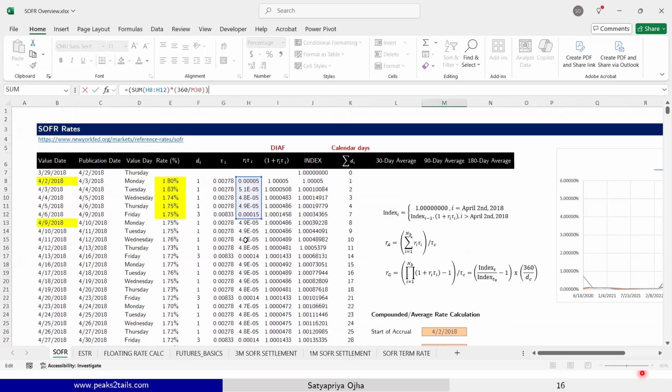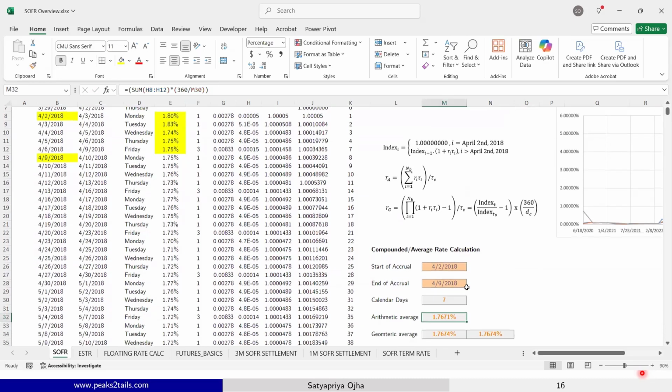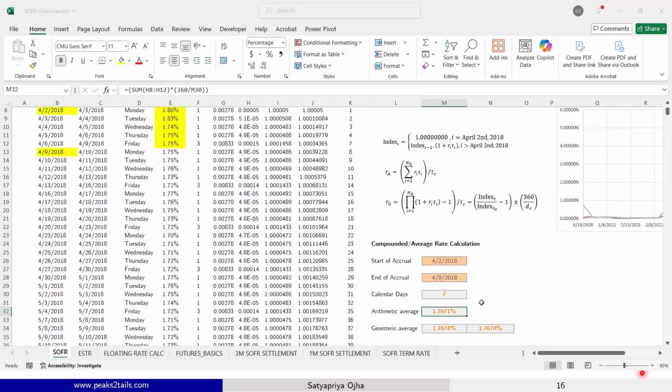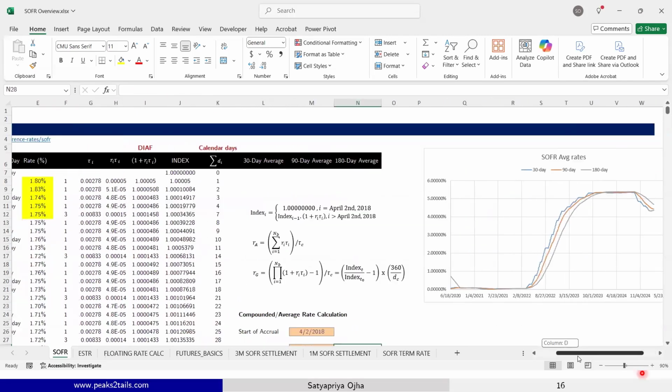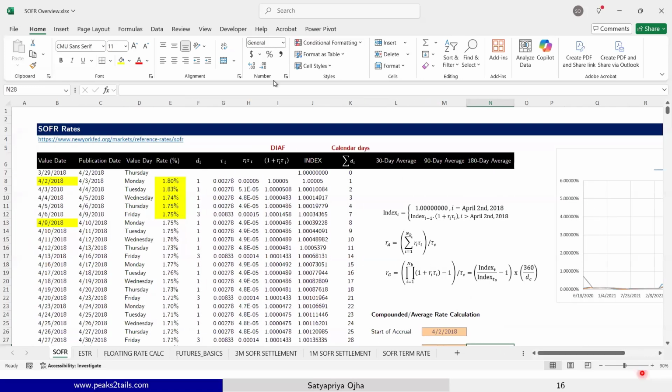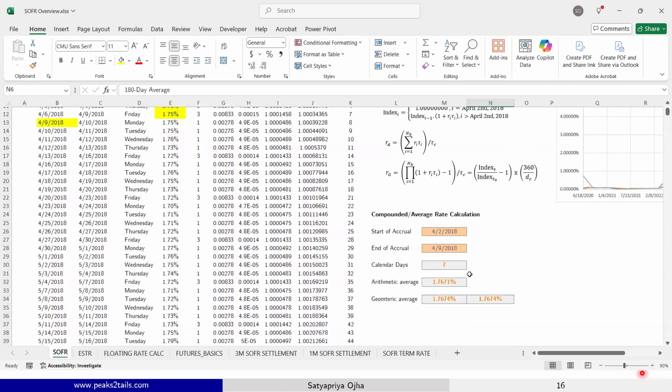All right. So I hope you understood the geometric average and arithmetic average. So these are the basic SOFR rate, compounding and average calculations. On top of that, the Federal Reserve Bank of New York, as I mentioned earlier, started publishing the moving averages: the 30-day moving average, 90-day moving average, 180-day moving average. These are also compounded using the same idea that we just discussed. They use the geometric average. They don't use the arithmetic average.